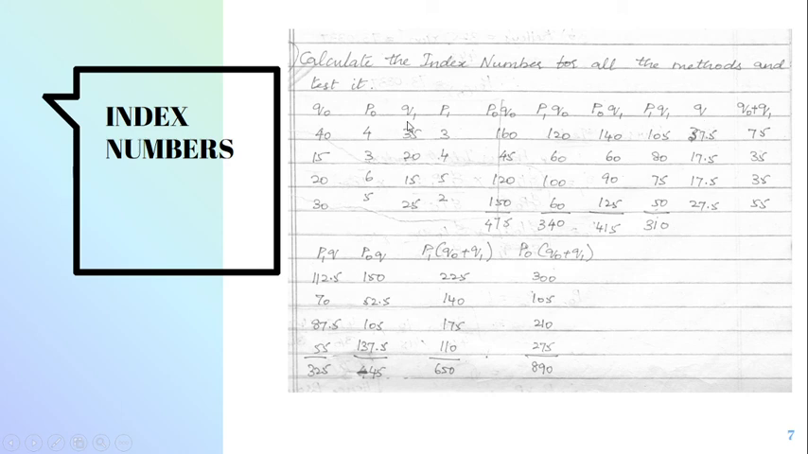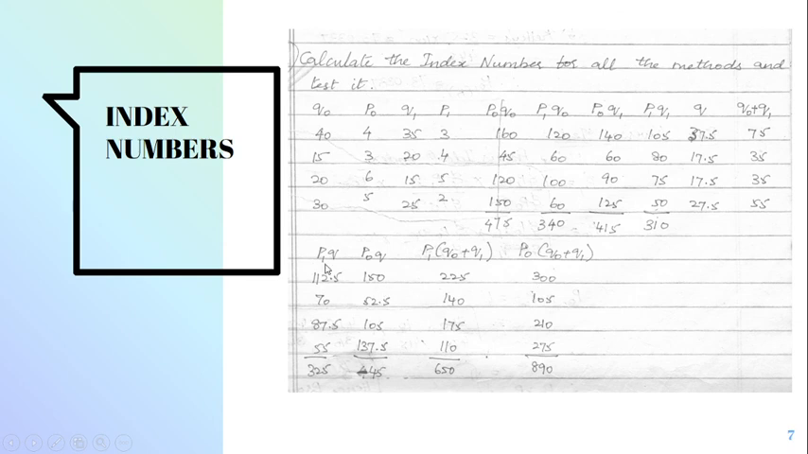Q is nothing but 40 plus 35 by 2, 15 plus 20 by 2, 20 plus 15 by 2, 30 plus 25, that is 55 by 2, which is 27.5. This is how we got the value of Q. Now, Q1 plus Q0. 35 plus 40, that's 75. 20 plus 15, 35. 15 plus 20, 35. 25 plus 30, 55.